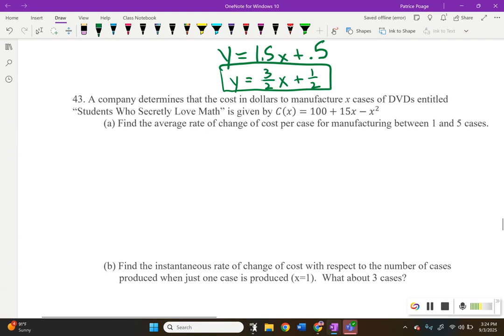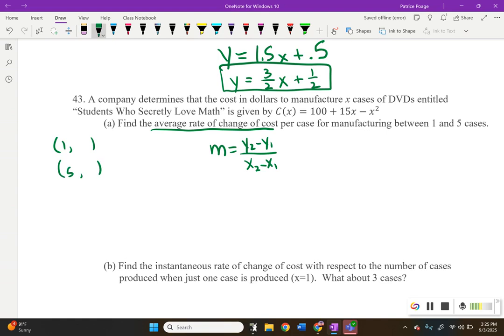A company determines that the cost in dollars to manufacture x cases of DVDs entitled Students Who Secretly Love Math is given by C of x equals blah, blah, blah. Find the average rate of change. Average rate of change, that's algebra. So that is the slope between 2 points. So we'll be using m equals y2 minus y1 over x2 minus x1, between 1 and 5 cases. So we have our two x values, 1 and 5.